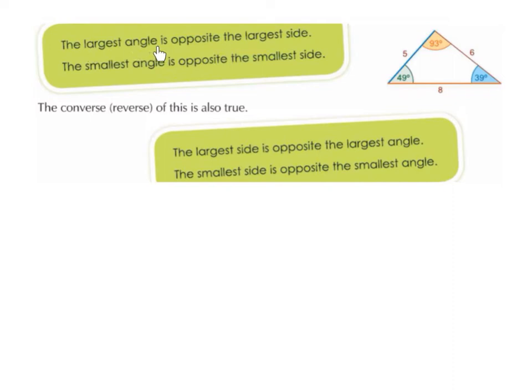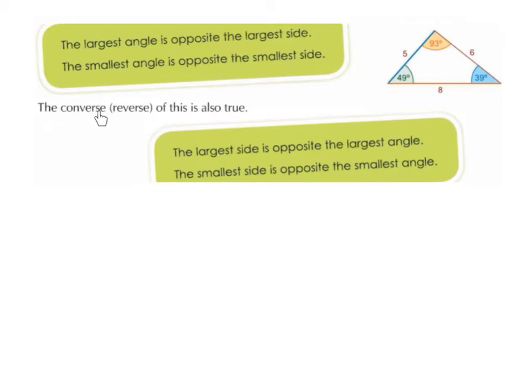The largest angle is opposite the largest side in any triangle. So if you have a look at this triangle here, the largest angle is 93 and it's opposite the largest side, which is 8. 8 is clearly bigger than 5 or 6. The smallest angle is opposite the smallest side. So the smallest angle is going to be 39, and that's opposite the smallest side, which is 5. 5 is clearly smaller than 6 or 8.